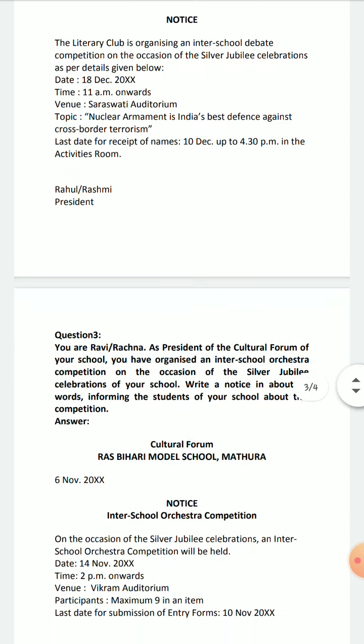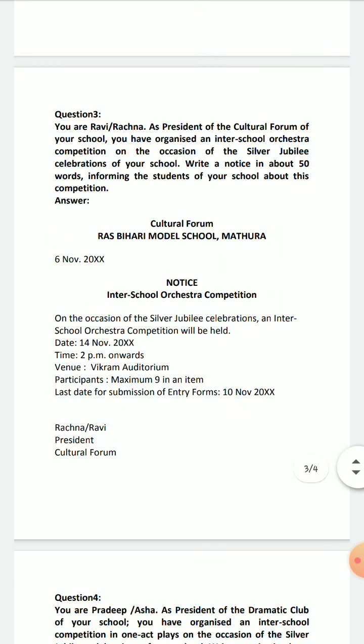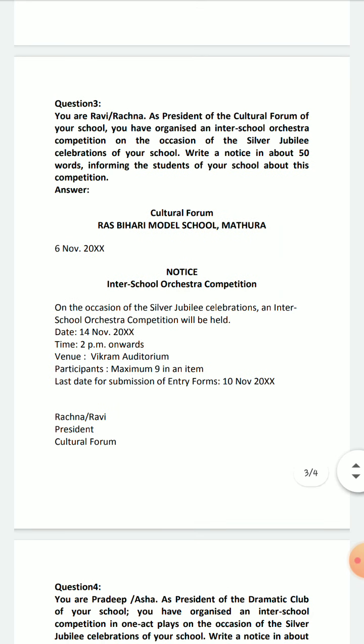Now let me move with another one, question number 3. The question is, you are Ravi or Rachna. As president of the cultural forum of your school, you have organized an inter-school orchestra competition on the occasion of the Silver Jubilee celebrations of your school. Write a notice in about 50 words informing the students of your school about this competition. So the occasion is Silver Jubilee celebration and inter-school orchestra competition.